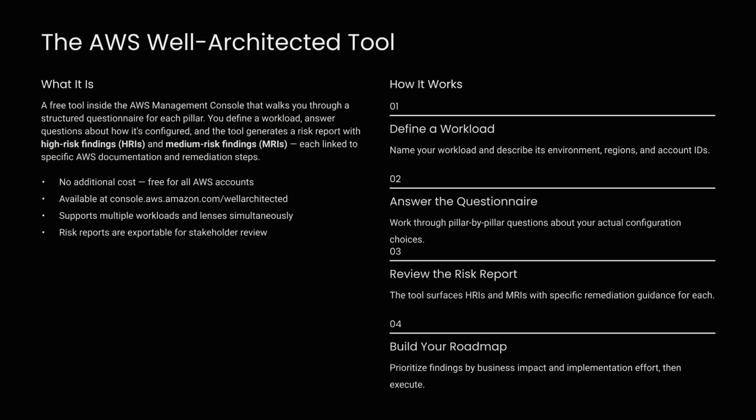The AWS Well-Architected tool is a free tool in the Management Console. It guides you through a questionnaire for each pillar, generating a risk report with high-risk findings and medium-risk findings. The process involves defining a workload, answering questions, reviewing the risk report, and building your roadmap.